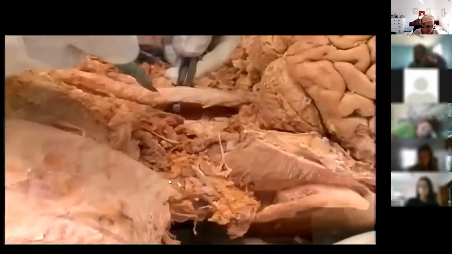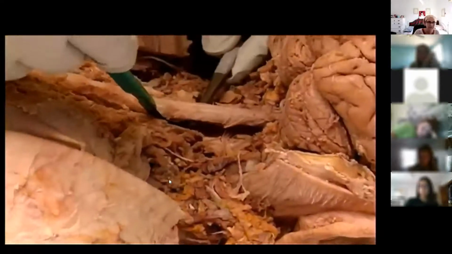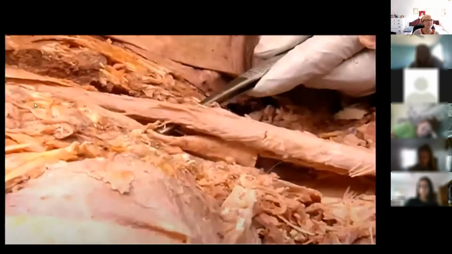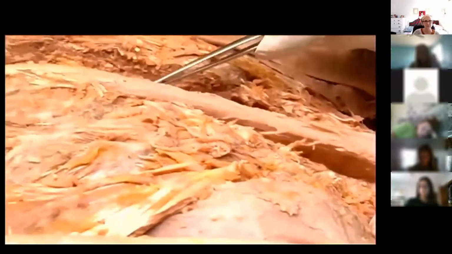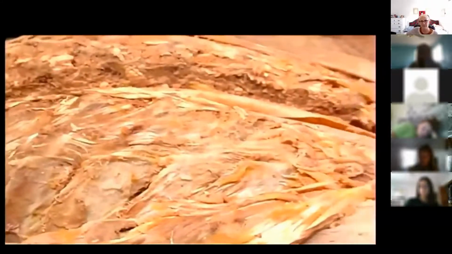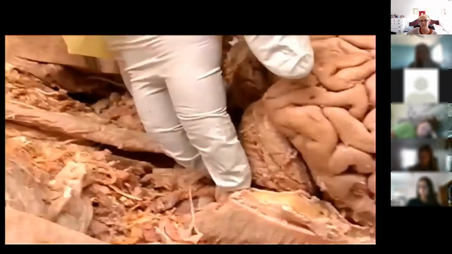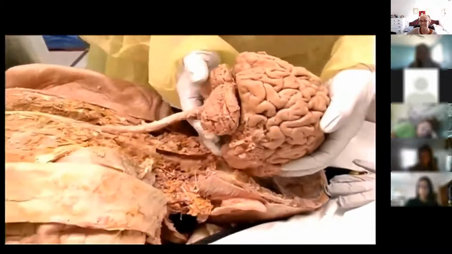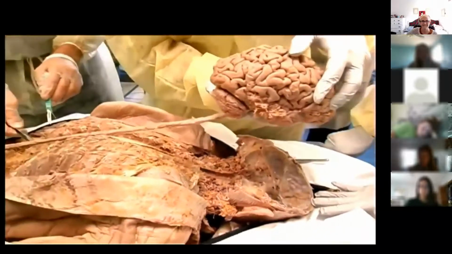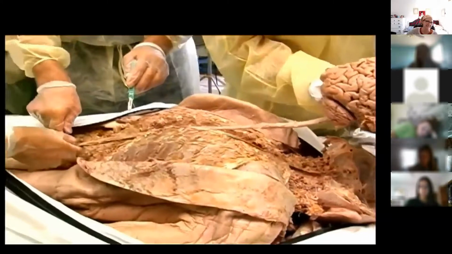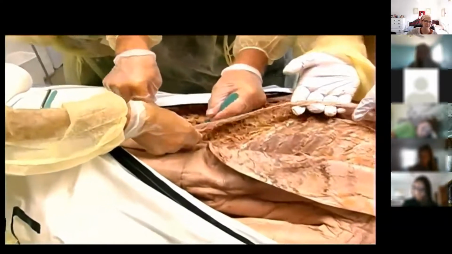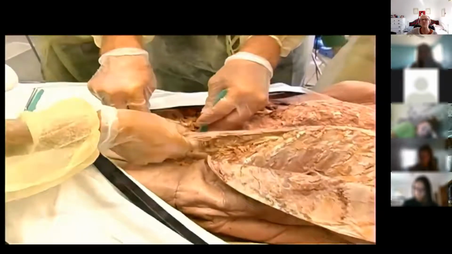We are going to remove the whole central nervous system from its attachments. We are now cutting the lateral spinal nerves. And now we're lifting the cerebellum and cerebrum together. And now we're going to the other end, removing the distal extremity of the spinal cord.